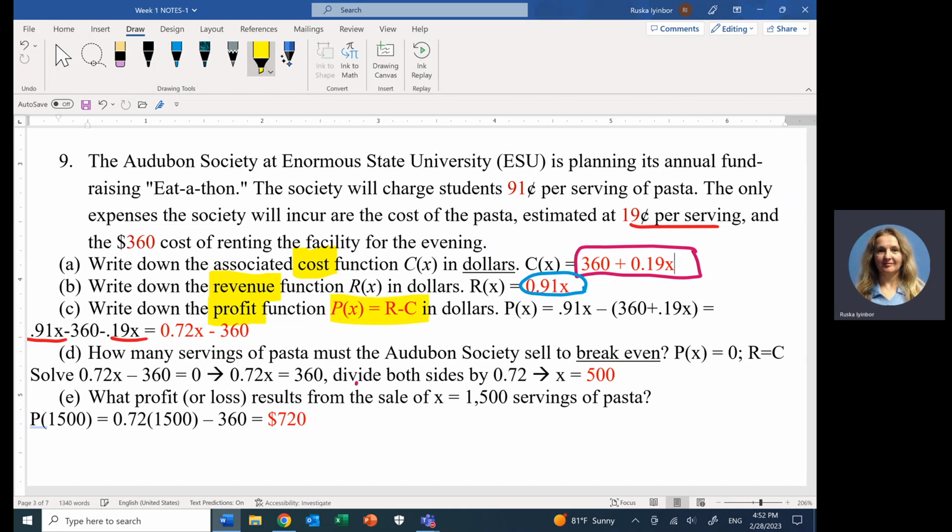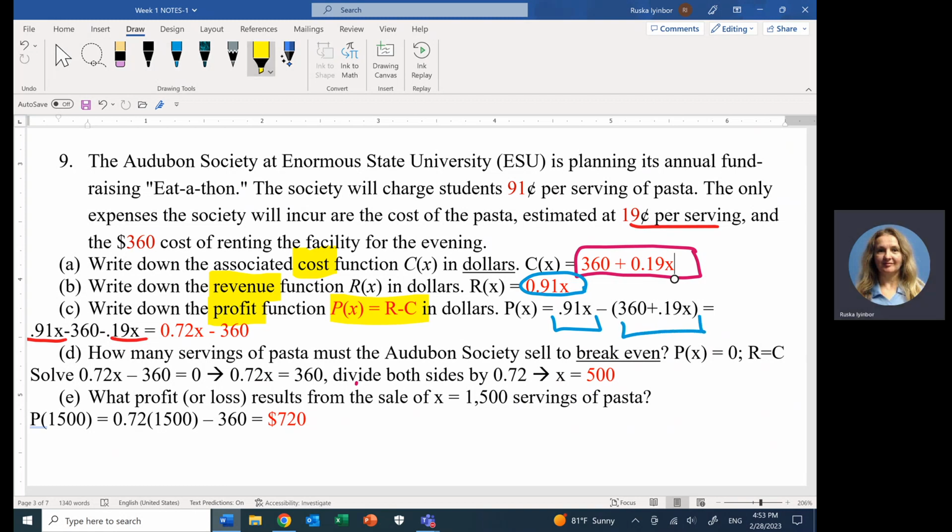The next question they're asking is find the profit function. So this is the formula for the profit. The profit is revenue minus cost. So the profit is pretty much if I produce something and then sell it, what's going to be left for me. So from the revenue, the money you get, you're going to subtract the cost to produce it, and that's going to be your profit. So here, revenue minus cost, you're just going to copy the revenue function, which is 0.91x, minus, copy the cost function, this one.